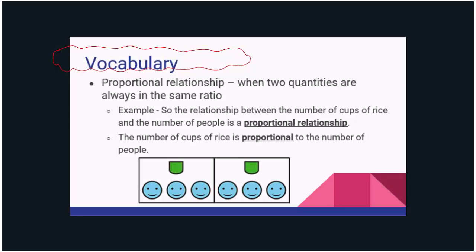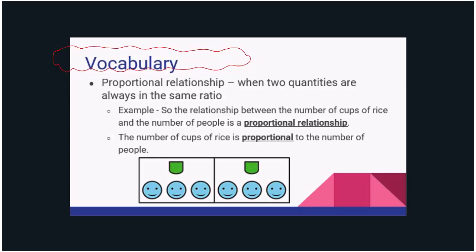So in an example, again, the relationship between the number of cups of rice and the number of people is proportional. Why? Because it was 1 cup for every 3 people. And it doesn't matter if you have 27 people, or if you have 100 people, or if you have 3 people. It's always going to be 1 cup for every 3 people. The number of cups of rice is proportional to the number of people. And you can see down below there's this little diagram. The green represents the cup of rice. The blue smiley faces would represent the people. So in that diagram, you can see 2 cups of rice and 6 people.